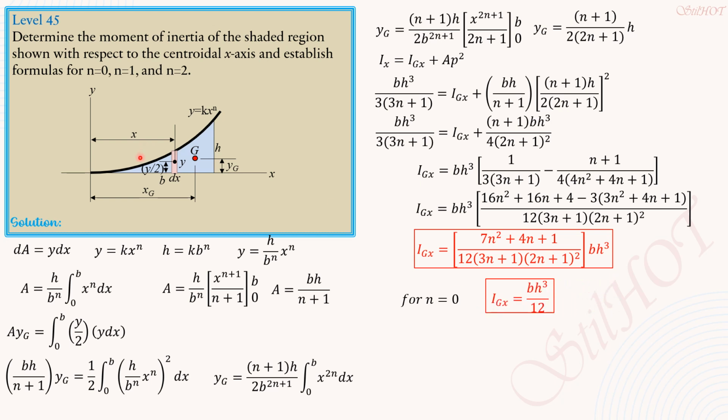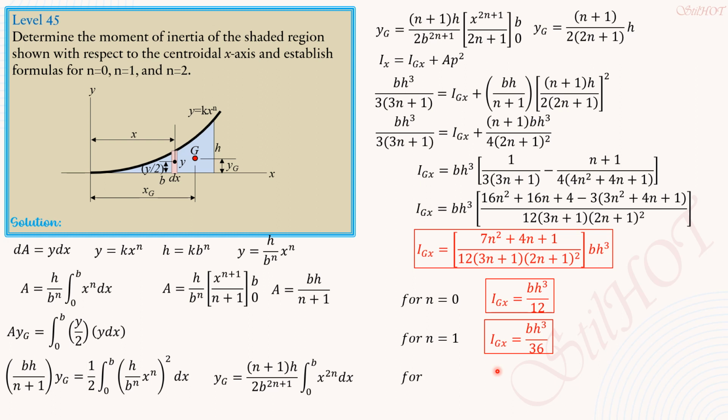When n is 1, this is a triangle, and the moment of inertia of a triangle with respect to the centroidal axis is bh cube over 36. So 7 times 1 square is 7, plus 4 times 1, 11, plus 1, 12. Divide by 12, so cancel 12, bh cube. So this is 3 times 1 plus 1, so 4. 2 times 1 plus 1, 3. 3 square is 9. 9 times 4 is 36. So it's really correct that when n is 1, Igx for a triangle is bh cube over 36.